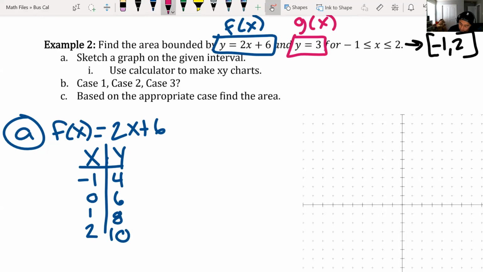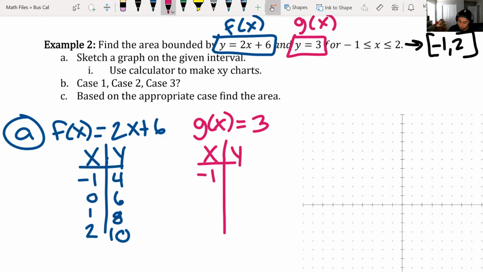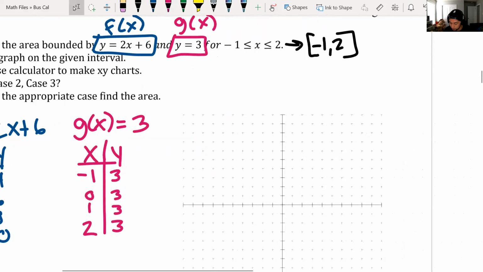Okay, and then g of x. G of x is 3, which is the same as y equals 3. And from the xy chart for this one, you get -1, 0, 1, 2. And no matter what x value you plug in, this will always stay 3, which means we are now ready to graph. So my x values are -1 to 2, so I can make my xy chart appropriate.